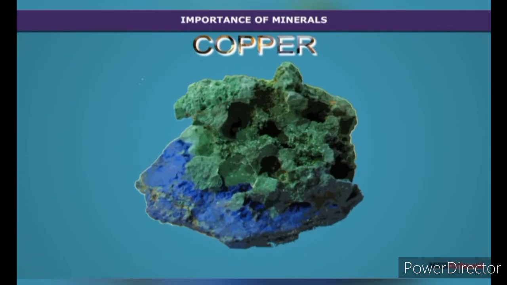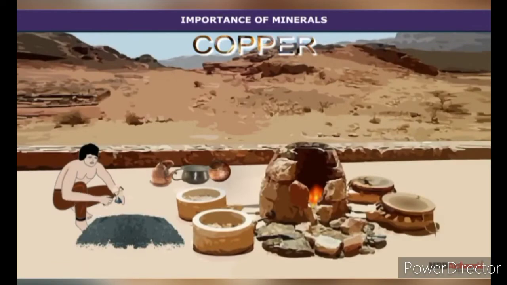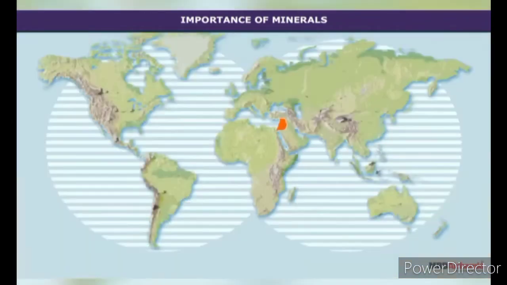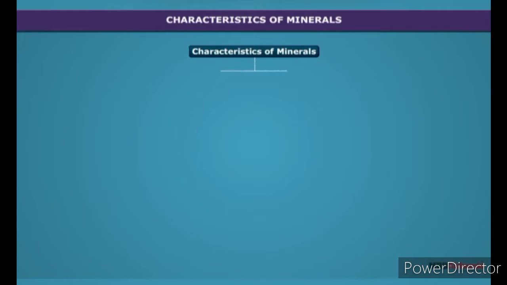The Egyptians discovered copper ore as early as the 5th millennium BCE in the Neolithic period and began the world's first copper production center in Timna Valley in Israel. The remains of the abandoned mines and smelting centers show the most extensive example of early mining of any kind in history. Characteristics of minerals.